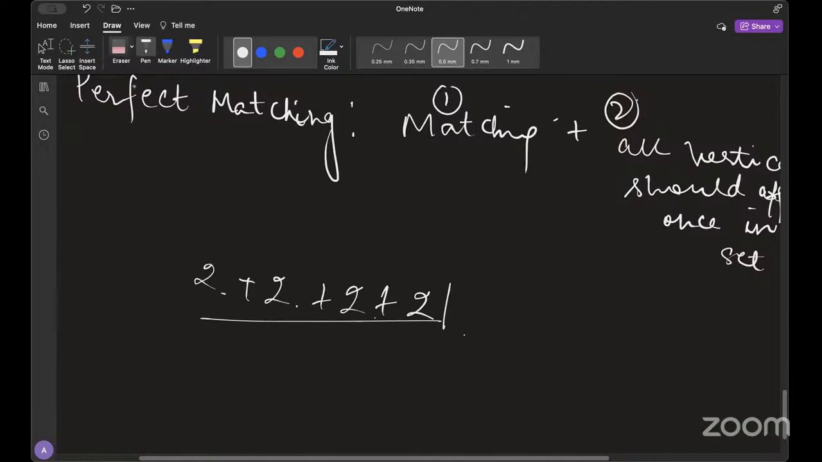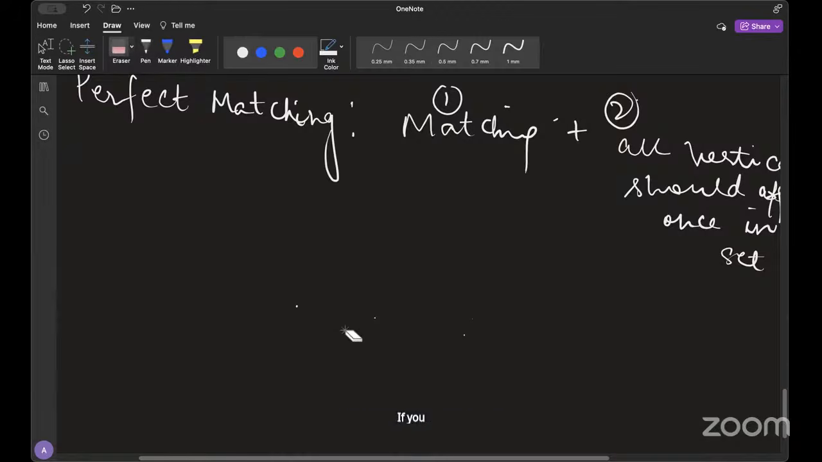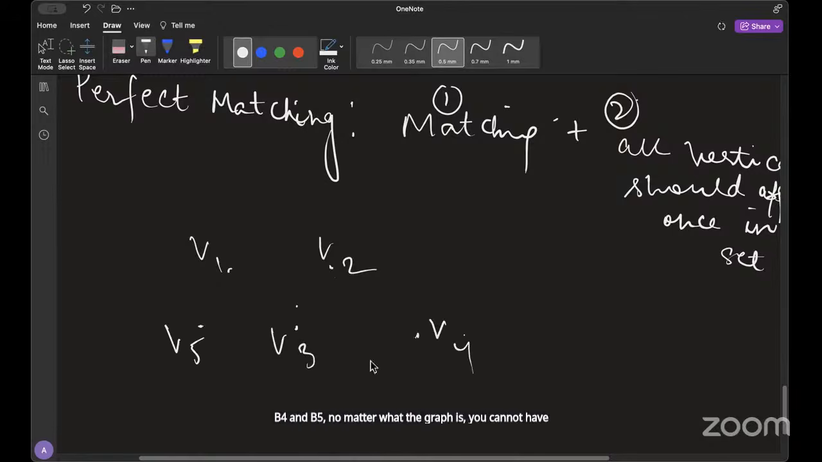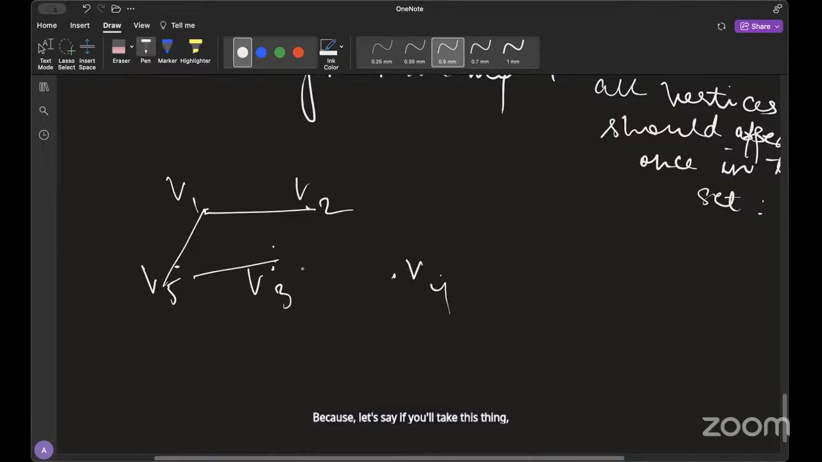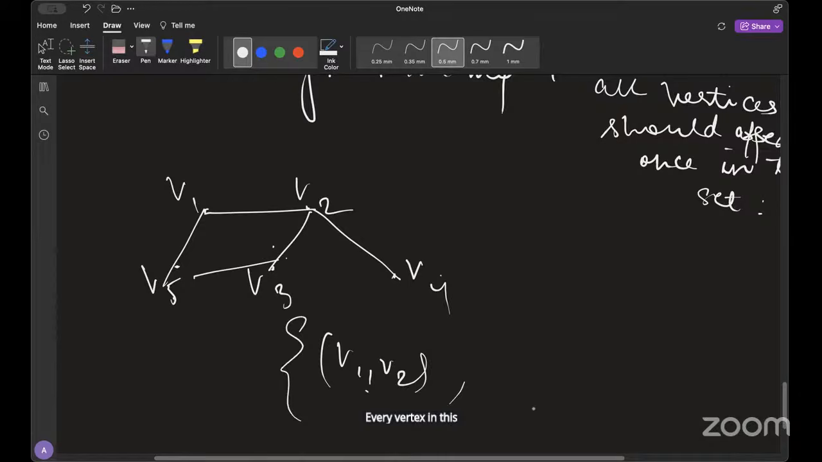So if you're covering all vertices and each time you add 2, that means you can only have an even number of vertices in your graph. If you have an odd number of vertices, let's say you have 5 vertices, V1, V2, V3, V4, and V5, no matter what the graph is, you cannot have a perfect matching. Because let's say you take this, you're taking V1, V2. Then you can't take V1, V5. So for V5, you have to have every vertex in this set, right? At least once. So V5 has to be here.